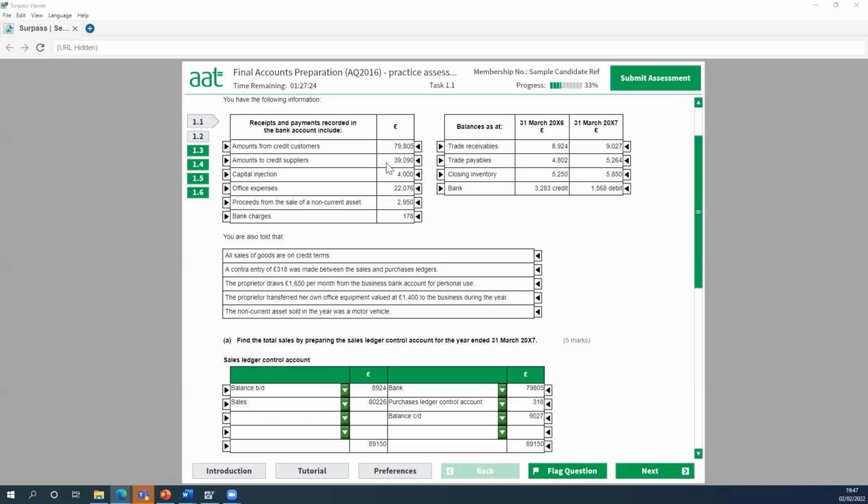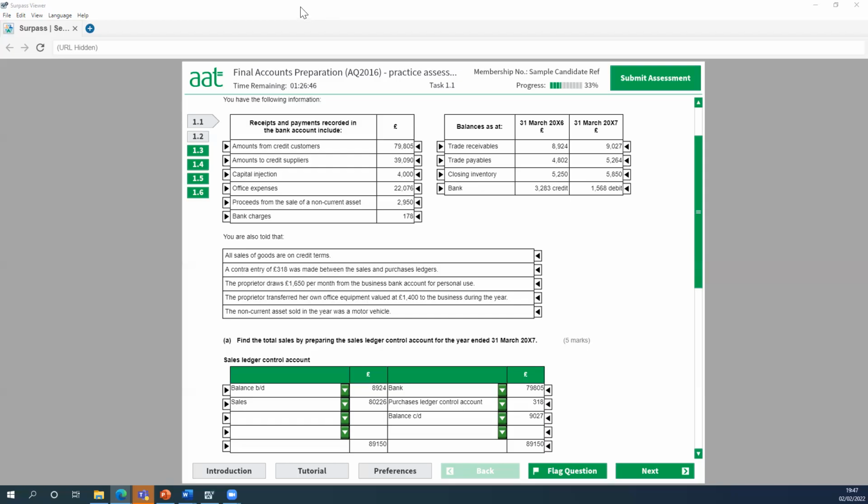It then says the proprietor draws £1,650 per month from the business bank account for personal use. So that's drawings, isn't it? So we're going to have to work out how much he takes out in drawings. So, as you know, credit bank, debit drawings. And then the proprietor transferred their own office equipment valued at £1,400 to the business during the year. So that's more of a transfer. That doesn't really affect the bank. Okay. And then the non-current asset sold in the year was a motor vehicle.